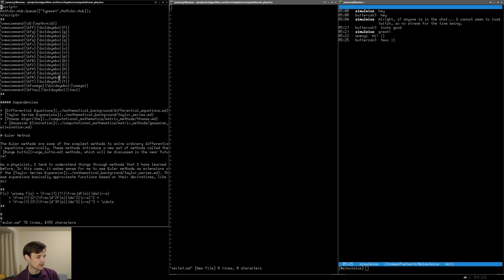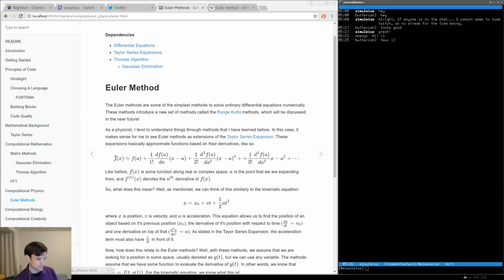Euler.md. Okay, now here's one big problem I have with the way this is currently done, and that is that in order to get the mathematics on Gitbook, this guy right here, I'm going to have to use some sort of LaTeX-like editor, right? Also, why is there an extra plus in there?